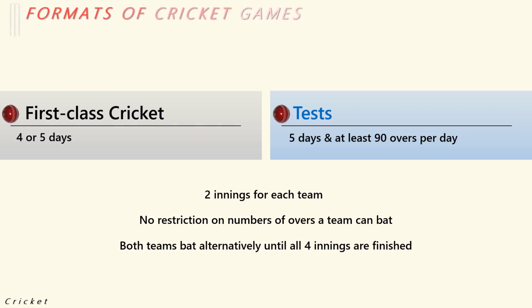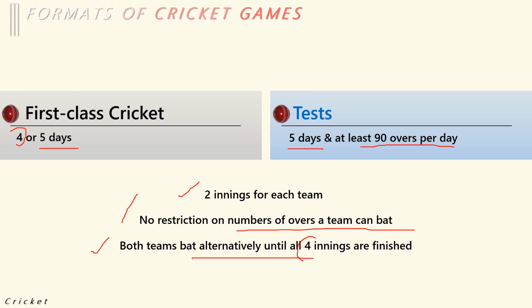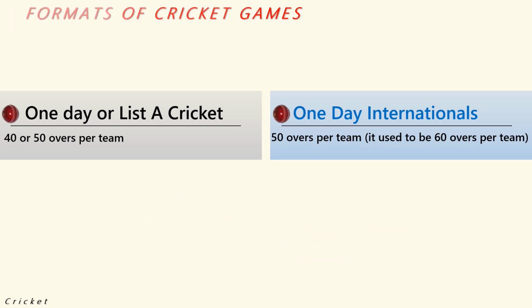Now, first class cricket is normally a 4-day affair, and sometimes it is 5 days as well. Test matches, on the other hand, are 5 days, and there should be at least 90 overs per day. Both of them have 2 innings for each team. There is no restriction on the number of overs a team can bat, and both teams bat alternately until all the 4 innings are finished, or the innings is declared by the captain of the batting team.